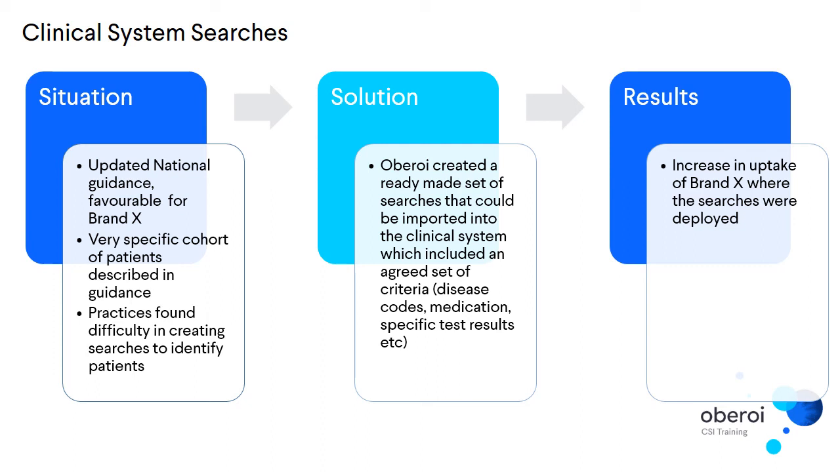So the solution was that Oberoi created a set of ready-made searches to be imported into the clinical system based on an agreed set of criteria. So that included disease codes, it included medication, excluding patients who had been on previous medication, including patients that had had specific test results, etc. So it's very important that these criteria are agreed at the beginning of these kind of projects to make sure that they find the right patients for review.